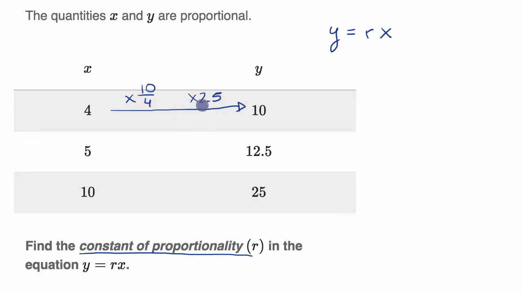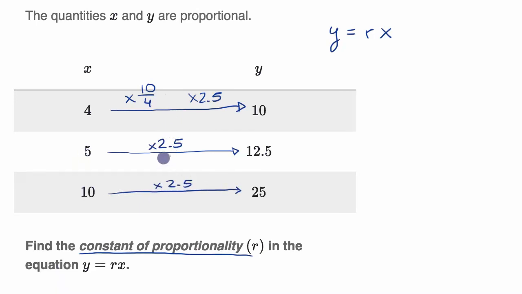So let's see, does that hold? In every case, if I multiply x by 2.5, do I get y? So 5 times 2.5, 5 times 2 is 10, and then another half is 2.5. It indeed does equal 12.5. And then here, 10 times 2.5 is clearly 25.